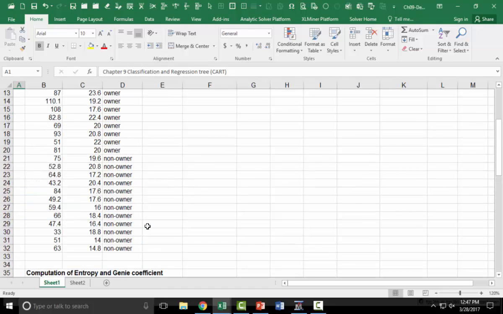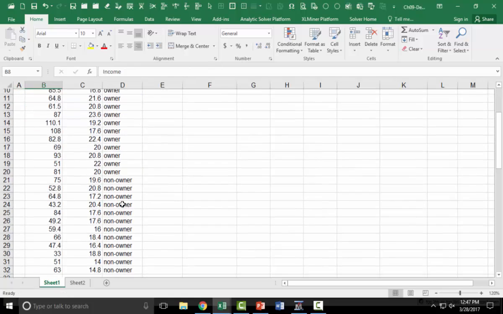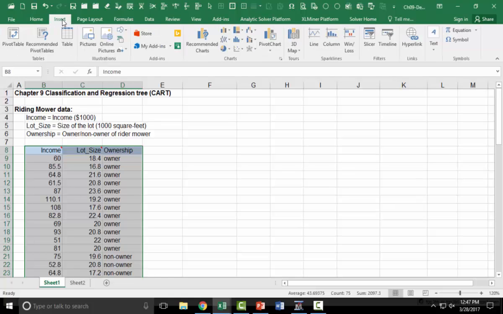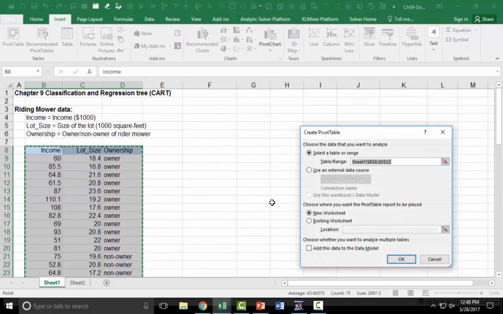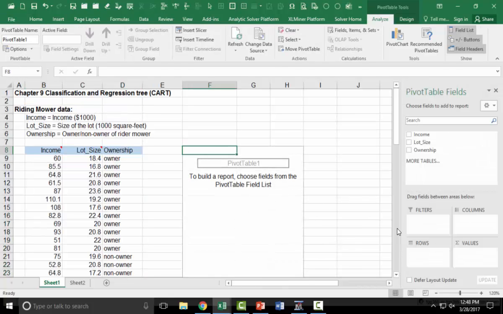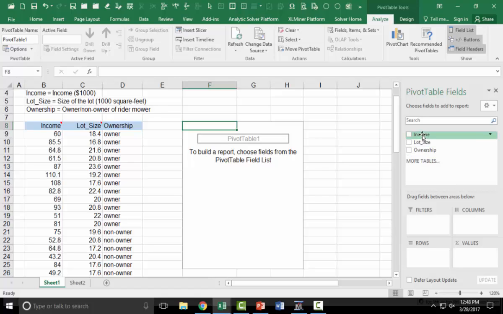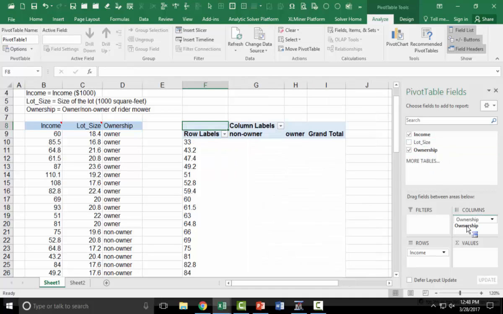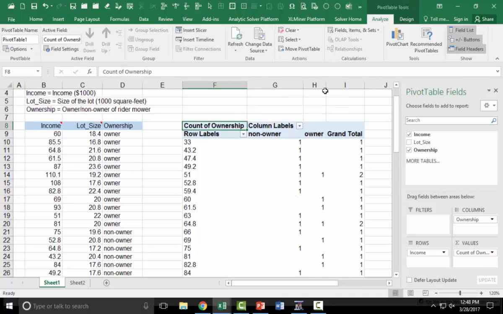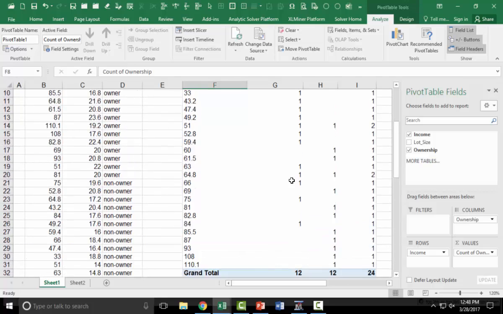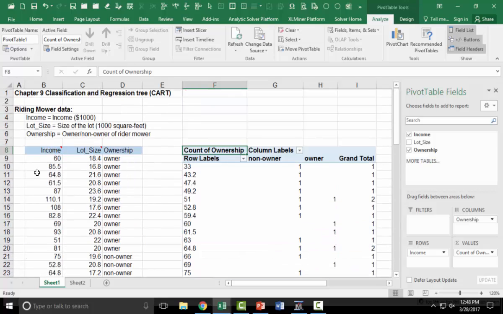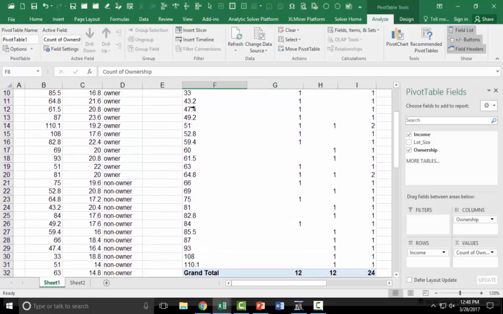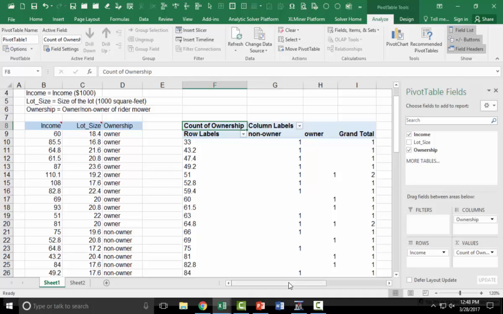And for that, we have to have the frequency distribution table. So we can now look at a couple of pivot tables, one for each predictor. Let's use that. The first predictor is income, and we bring ownership here. So that gives us the frequency distribution for income, and it is already sorted in ascending order, which is good.